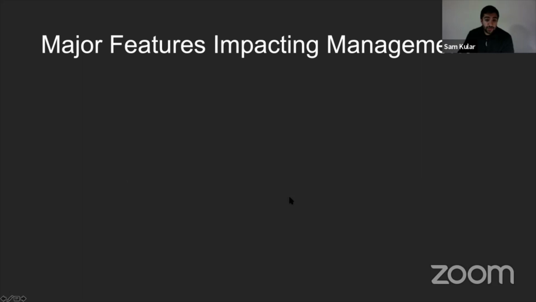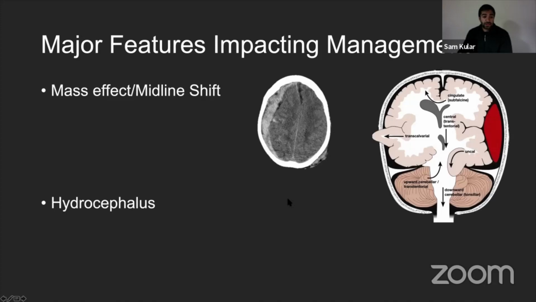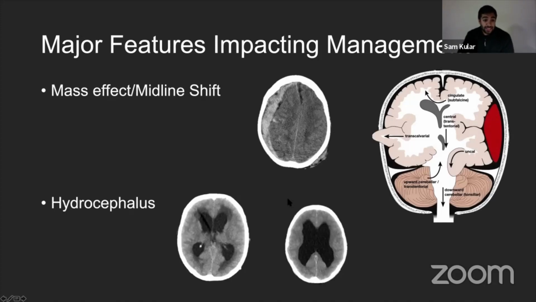So some important features now of interpretation. The major things that we want to cover when we're looking at heads are mass effect or midline shift, and hydrocephalus. Mass effect we have when we have blood or any structure such as a mass lesion that may cause the brain to be shifted. The key problem with that, as we can see on the diagram on the right, is that we have herniation of the brain.